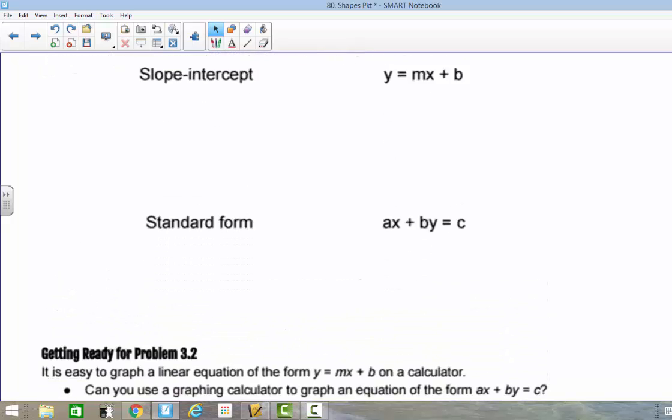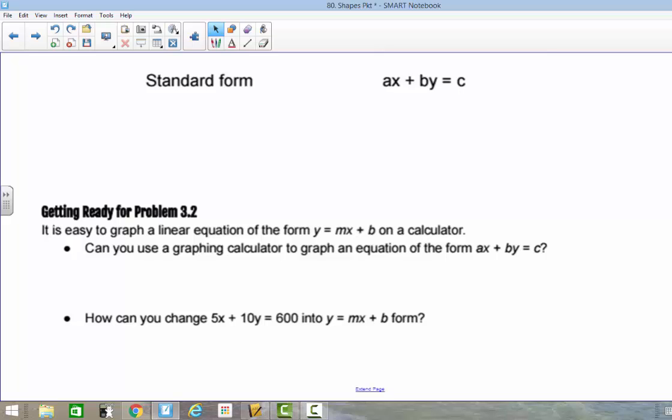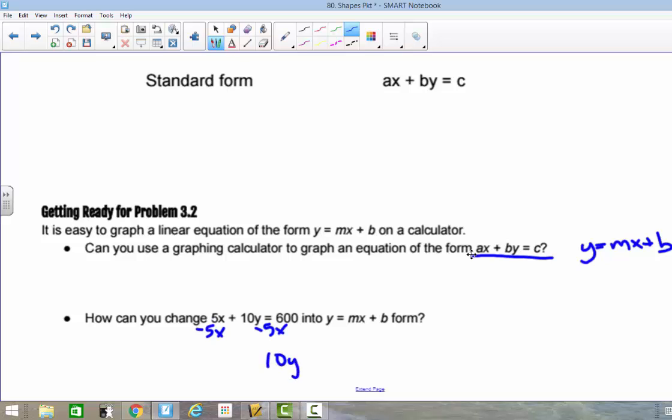So those two equations are both linear equations. And we already did change this one into y equals mx plus b. But the only way to use a graphing calculator is to put this in y equals mx plus b. So let's go ahead and do that, and then I'll pop up the calculator. 10y equals negative 5x plus 600. Then when we divided everything by 10, we had y equals negative 1/2 x plus 60.